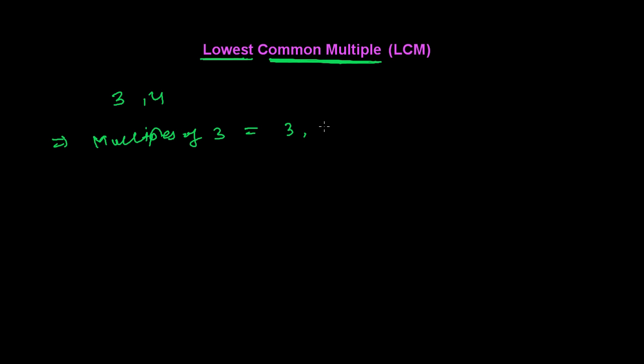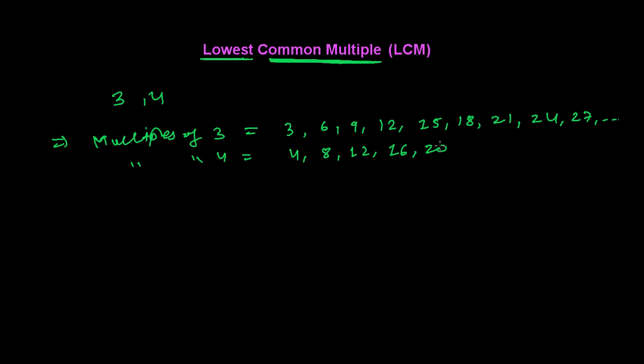3, 6, and then 9, and then 12, 15, 18, 21, 24, 27, and so on. And similarly now the multiples of 4. So what are the multiples of 4? 4, 8, 12, 16, 20, 24, 28, 32, 36, and so on.